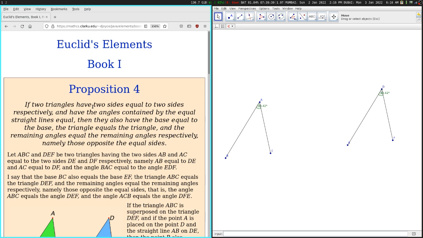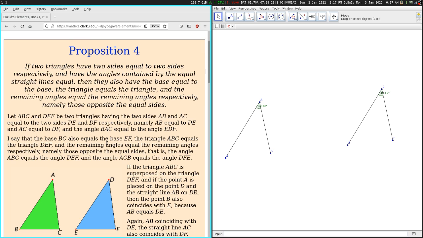Then they also have the base equal to the base, and the triangle equals the triangle, and the remaining angles equal to remaining angles respectively, namely those opposite the equal sides. So I think base is sort of arbitrary. It means the bottom side of the triangle, but that's kind of arbitrary. The theory doesn't really care. But if two triangles have two sides equal to two sides respectively, so let's say AB equals DE and AC equals DF, and the middle angle between them also is equal, side-angle-side congruence theorem, then this third side is equal and the other angle, the triangle, is congruent, basically.